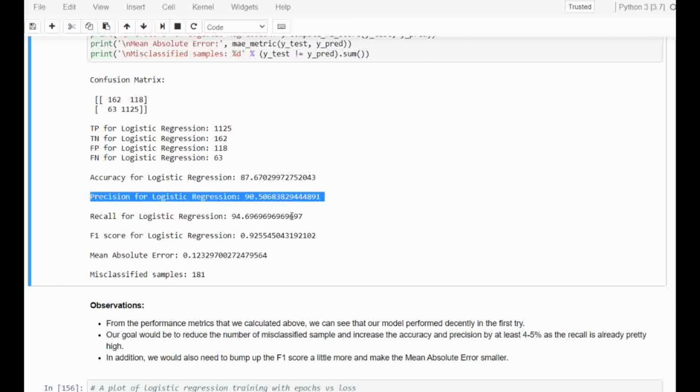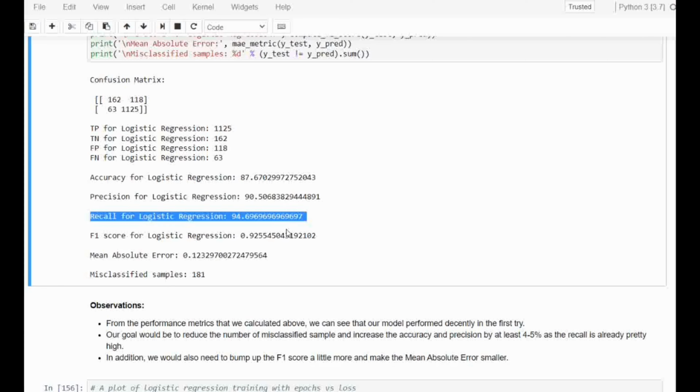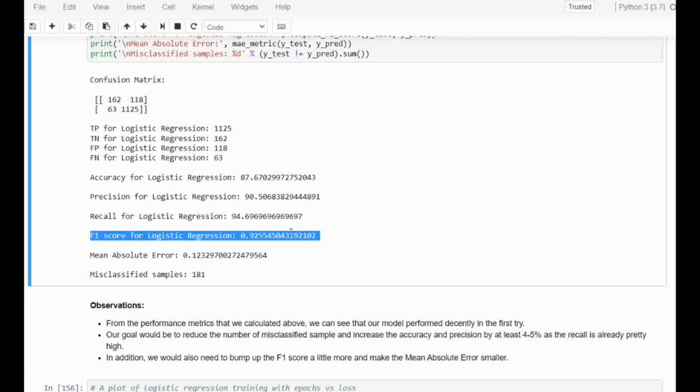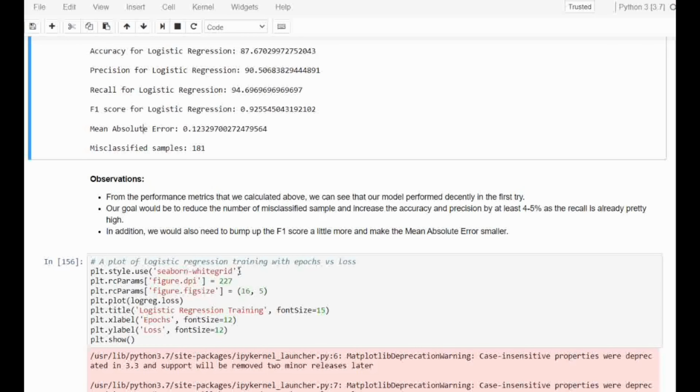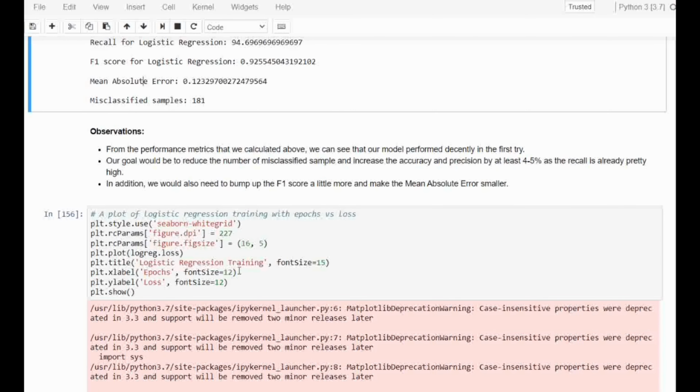Our precision is also less, but recall is relatively high, so there's lesser scope for improvement. F1 score can also be increased, and these two can definitely be decreased. Our misclassified samples are quite a lot, so that is something we'd like to reduce as well. Absolutely, our error as well.